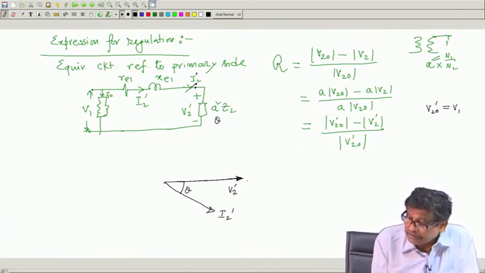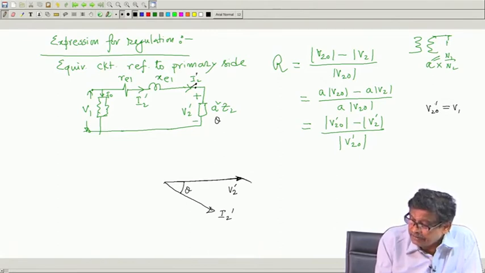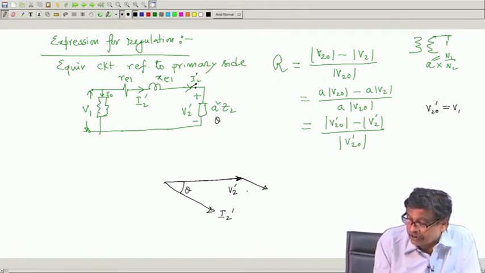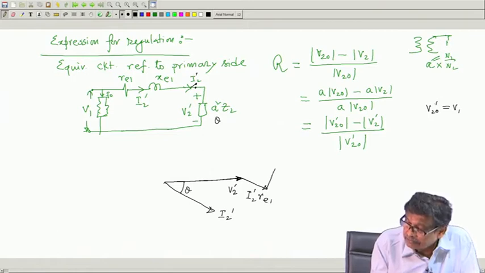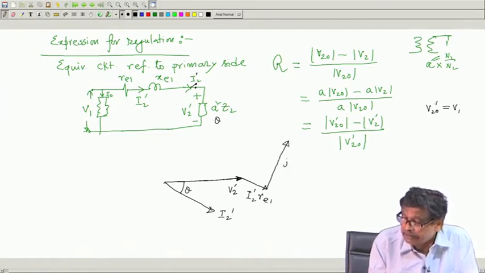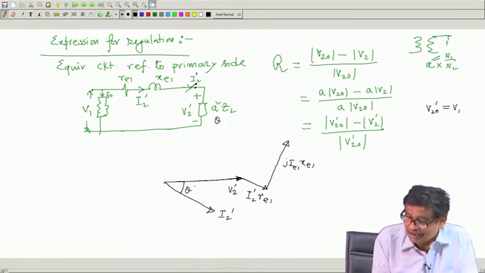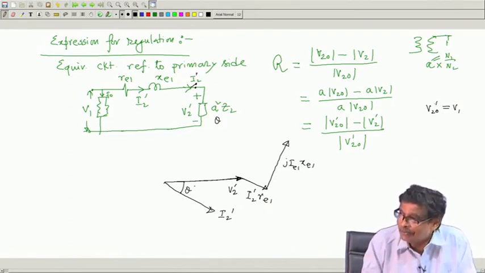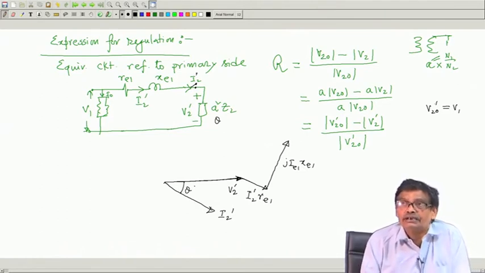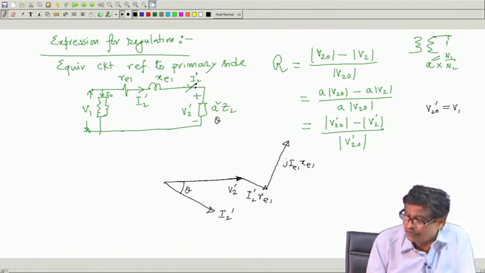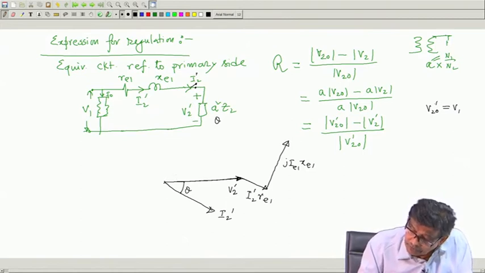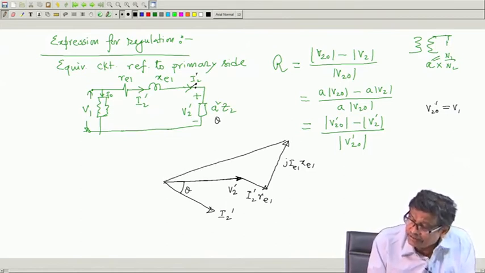So, V2 dashed to this V2 dashed, if I add these two drops, which I am drawing on a larger scale so that we understand what we are doing, into R_E1 plus jX_E1, and you must understand it is not drawn to scale. If this is V2 dashed, how this can be, but there will be some geometrical thing I have to show, that is why I am drawing in a larger scale. And this will be how much?